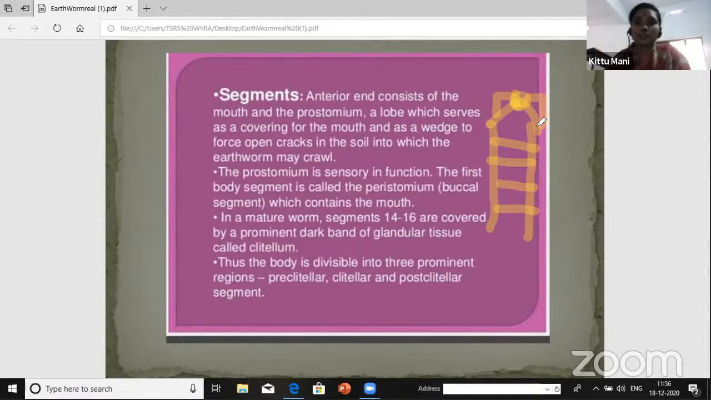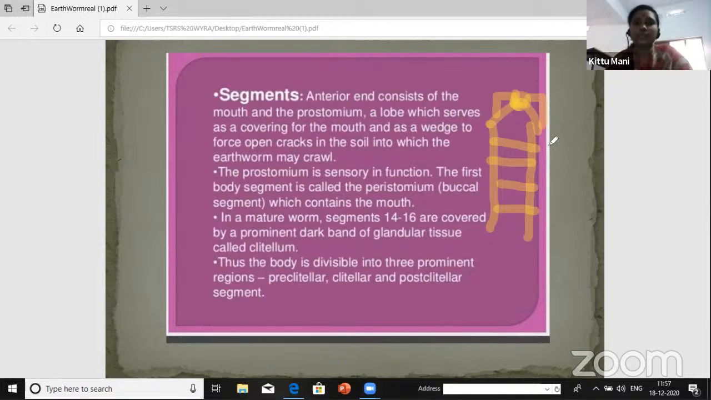They are the prostomium. It is a lobe which serves as a covering of the mouth and has a wedge to force open cracks in the soil into which the earthworm may crawl. When the earthworm is digging, so here when the earthworm makes a burrow into the soil, this prostomium is used like a sensory organ. Okay, the prostomium has a sensory function.